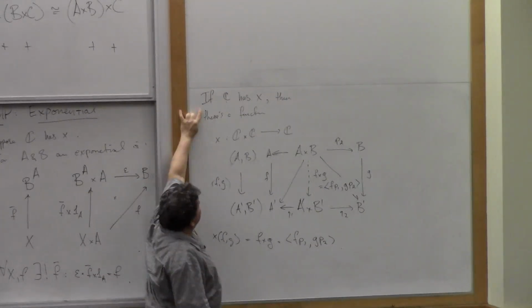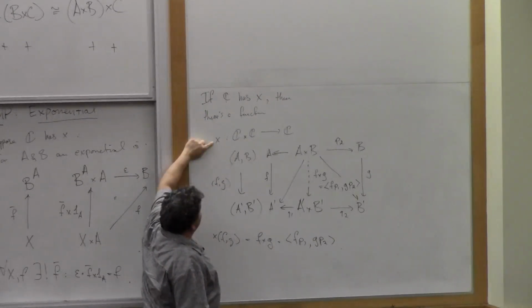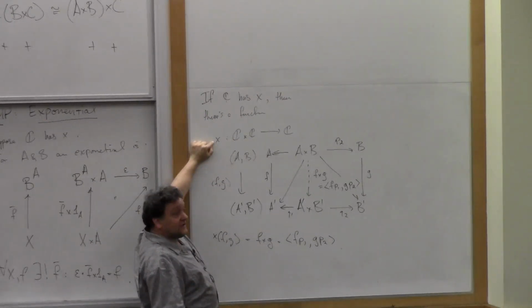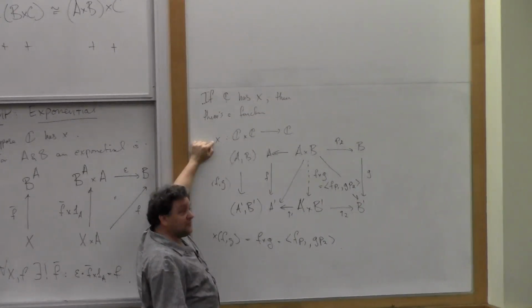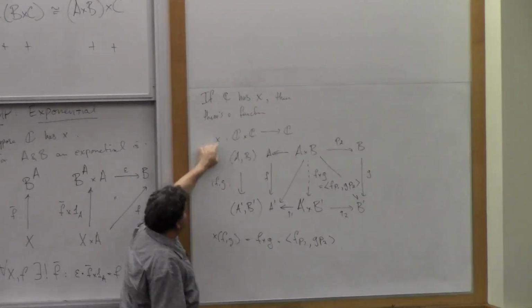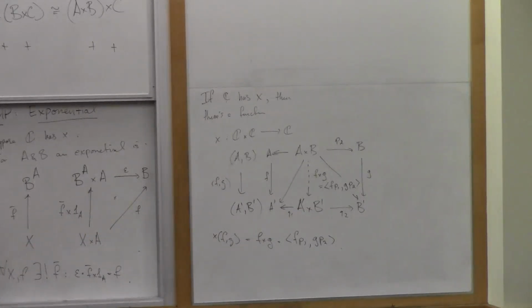So if I know that the category has products, then I know that that product operation can be extended to a function. It can be defined for arrows as well as for objects. And that gives me that operation that I use.